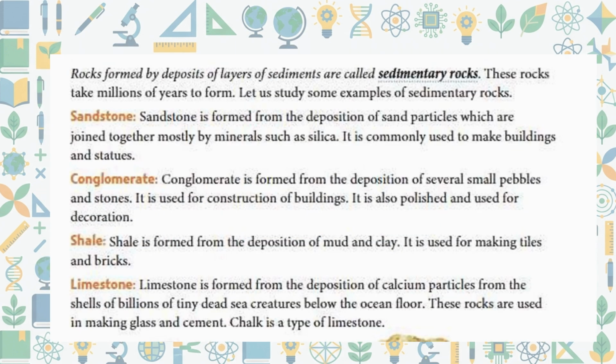Rocks formed by the deposit of layers of sediments are called sedimentary rocks. These rocks take millions of years to form. Let us study some examples of sedimentary rocks. Sandstone. Sandstone is formed from the deposition of sand particles which are joined together mostly by minerals such as silica. It is commonly used to make buildings and statues.